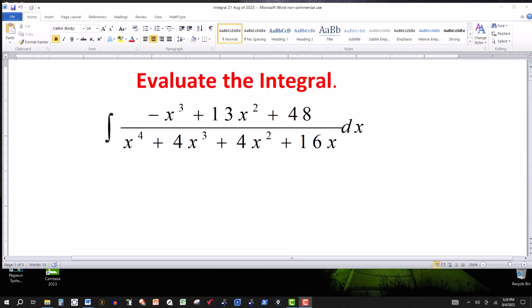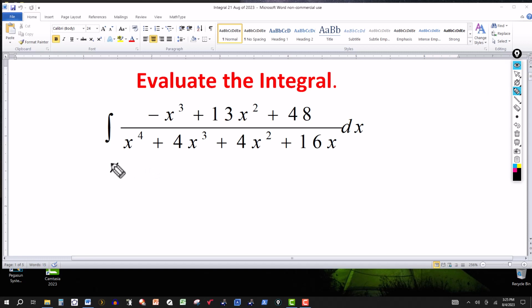In this video, we want to evaluate this integral here that involves a rational expression for the integrand. If you want to give this a try, go ahead and pause the video. I'll be right back. So this one has the look of what you would use partial fractions. Let's see if we can factor the denominator first.